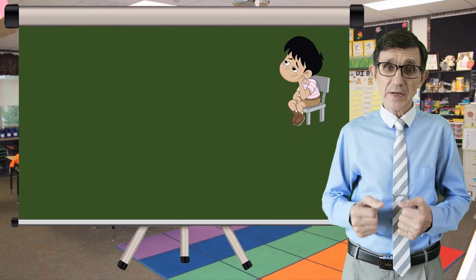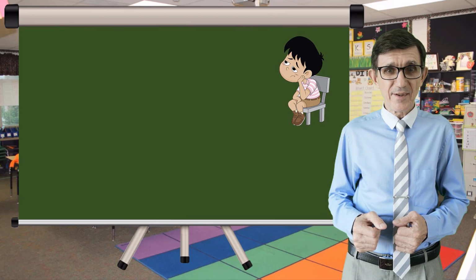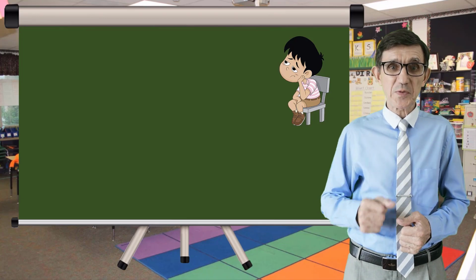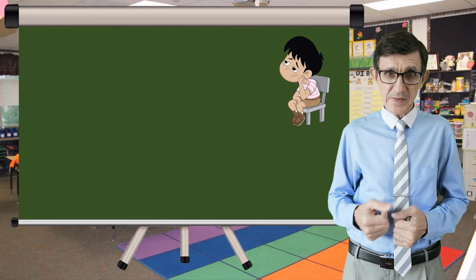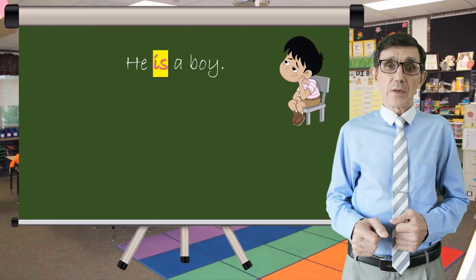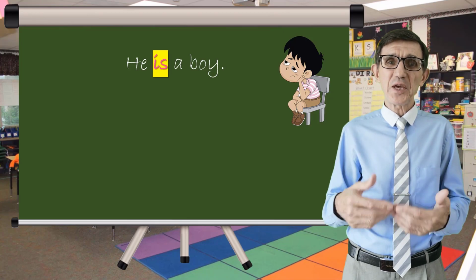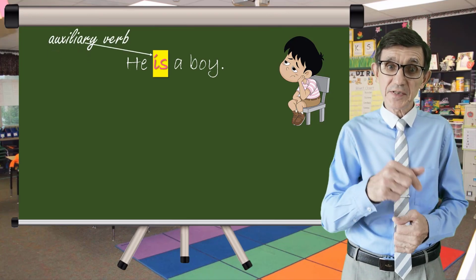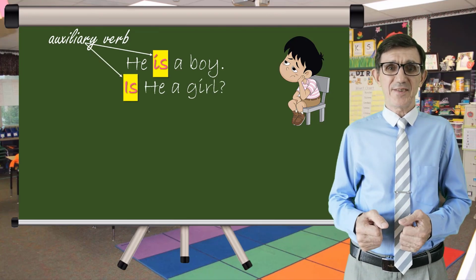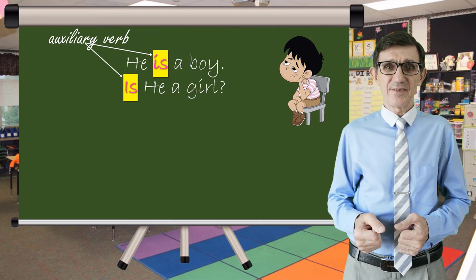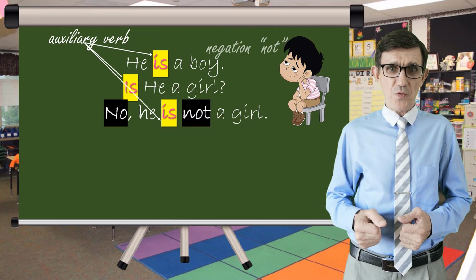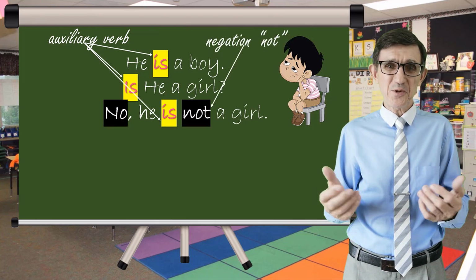In the upper right-hand corner, you see a boy. He is sitting on a chair and doing nothing. You should remember that when we speak about things or about people who do nothing, just to tell about their qualities or location, we use auxiliary verbs. He is a boy. To make an interrogative sentence, we move the auxiliary verb, is, and put it at the beginning of a sentence before a subject. Is he a girl? To make a negative sentence, we put the negation, not, after the auxiliary verb. No, he is not a girl.